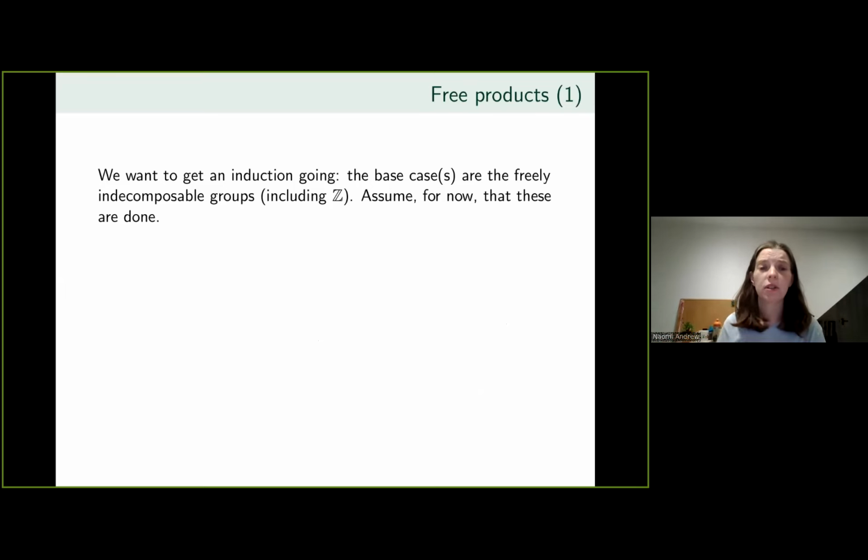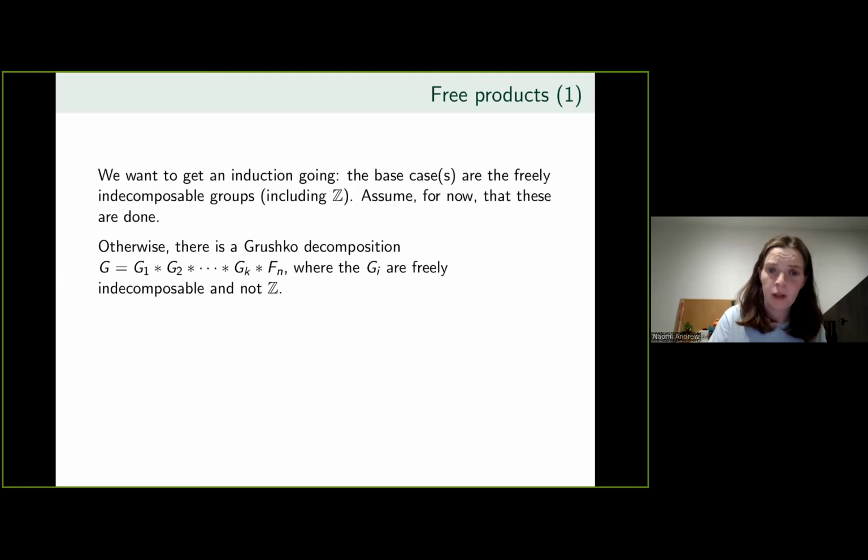So for free products, we want to get an induction going. The base cases are going to be freely indecomposable groups. I'm going to throw Z in that class. And these are the groups which can't have any interesting free product decompositions. And I'm going to assume for now that I've done the base case. Or I guess what I really mean is I have restricted to a class where whatever free factors I see are behaving nicely.